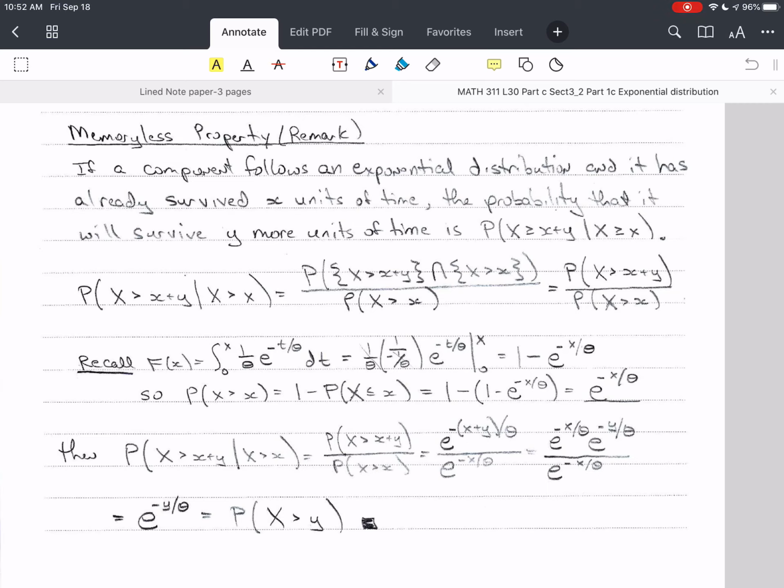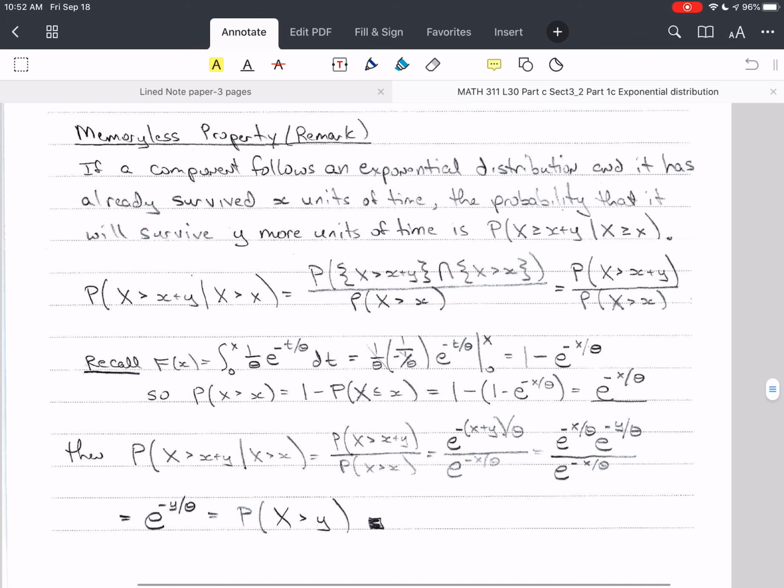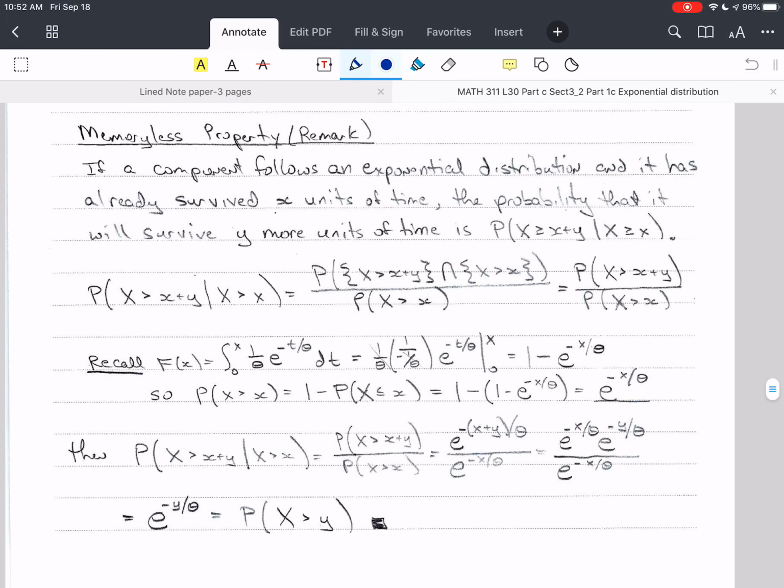Okay, so if the component follows an exponential distribution, it has already survived x units of time. So it's already survived some time in operation. We want to know what's the probability it will survive y more units of time. And so that is given by a conditional probability. So the probability that X is greater than x plus y, given that X is already greater than little x. So let's write that out and see what we get.